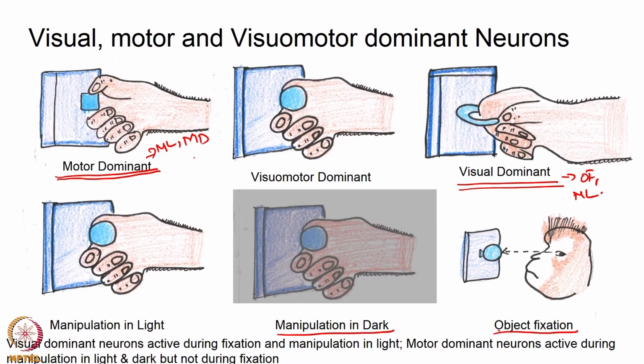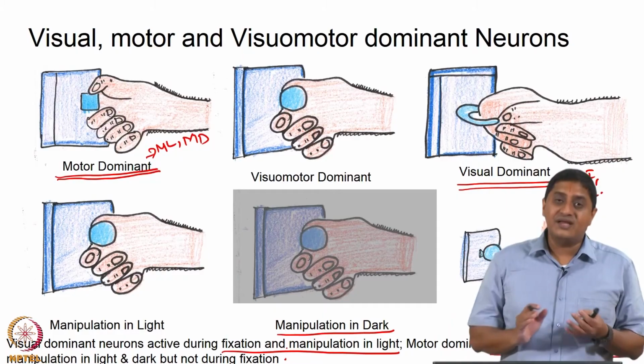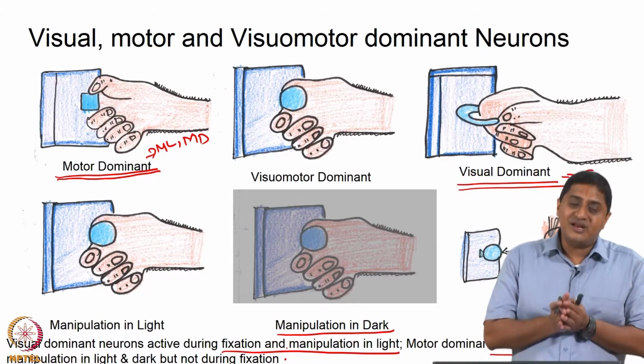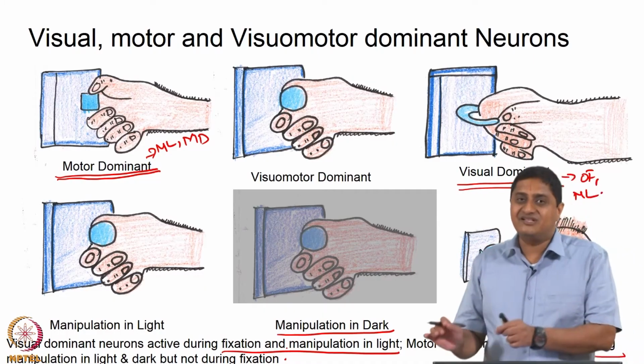The visuomotor dominant neurons are active both during manipulation in light, manipulation in darkness and in object fixation. So, visual dominant neurons are active during fixation and manipulation in light, motor dominant neurons are active during manipulation in light and dark, but not during fixation. The visuomotor neurons do both of these functions combined. So, there are discrete, separate, distinct sets of neurons that perform each of these functions.